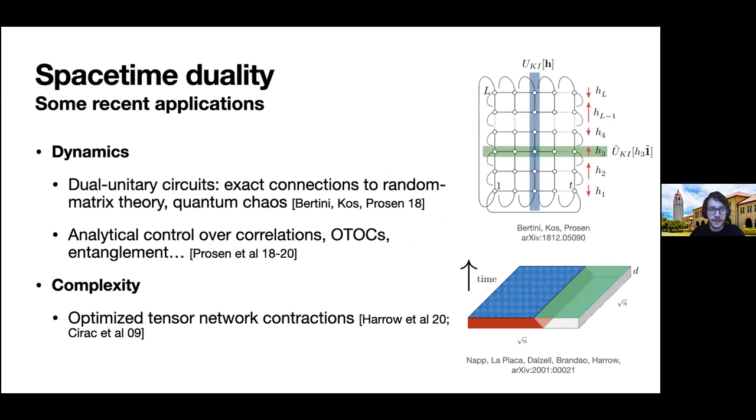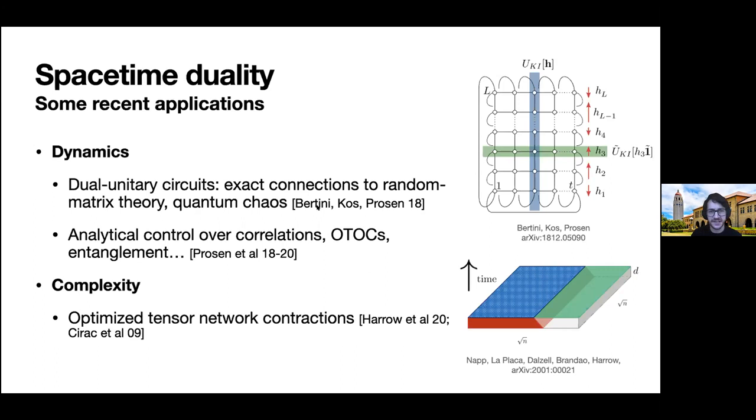Okay, so just to highlight the fact that this doesn't come out of nowhere, these dualized gates, or dual unitary gates, have been used recently in various settings, particularly in dynamics, where you can consider a special class of unitary gates whose duals are also unitary, which are called dual unitary gates. And these have allowed the first exact connection between a microscopic model and the emergence of random matrix theory and quantum chaos, taking advantage of this spatial evolution associated to the time evolution.